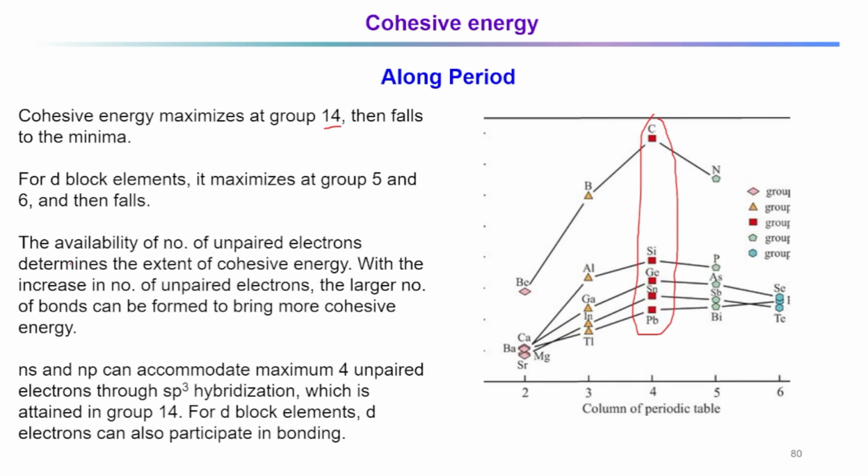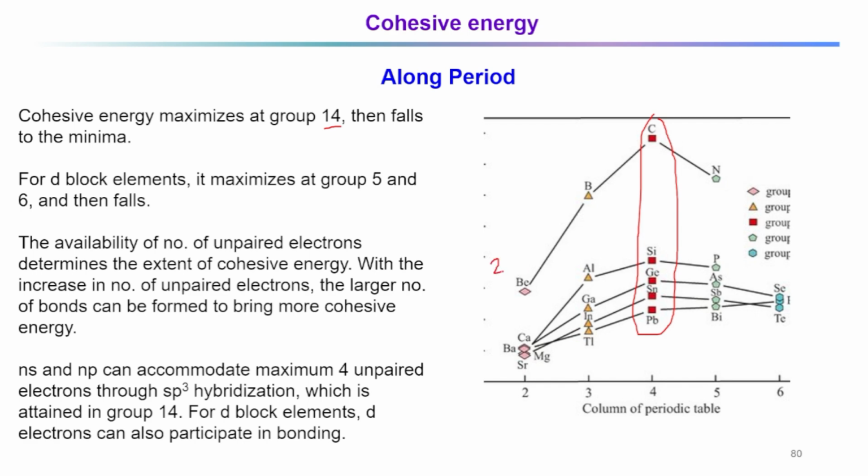Now what is the reason behind this increased cohesive energy? That we have to find out. So the availability of the number of unpaired electrons determines the extent of cohesive energy. With the increase of the number of unpaired electrons, a larger number of bonds can be formed to bring more cohesive energy. Now if you see the electronic configuration, you will see that beryllium is actually 2s2, so completely filled.